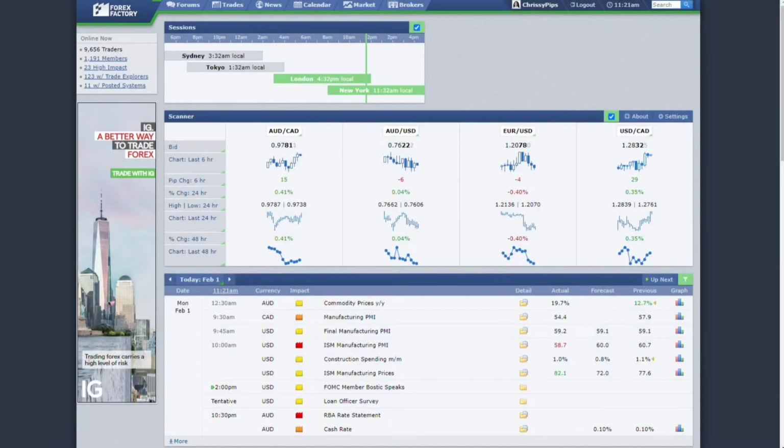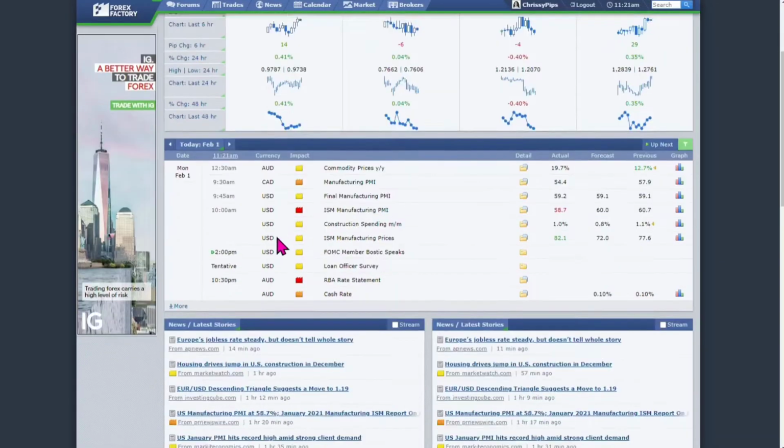Now, as always, cousins, we start with Forex Factory to take a look at overall information. So, AUD CAD does look to be pushing up, AUD pushing down, EUR down, and USD CAD up. You guys know to check the dollar index if you are trading pairs that have USD in them.